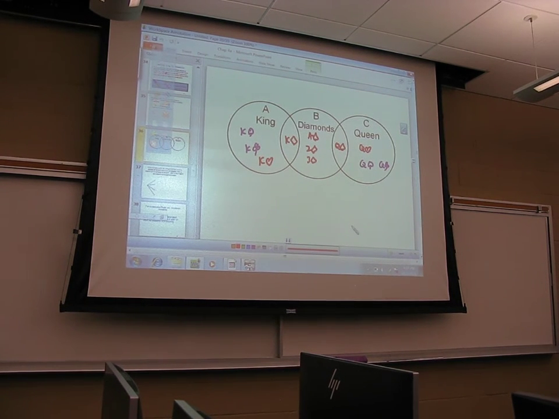So, how many kings are there? 4. How many queens are there? 4. How many diamonds are there? 13. But there's one guy that is being double counted. Is everybody with me? So it's 4 plus 13 plus 4, but I have to subtract the 2 that are overlaps, out of 52. So it ends up being 19 out of 52. Did everybody get that? All right, nice.